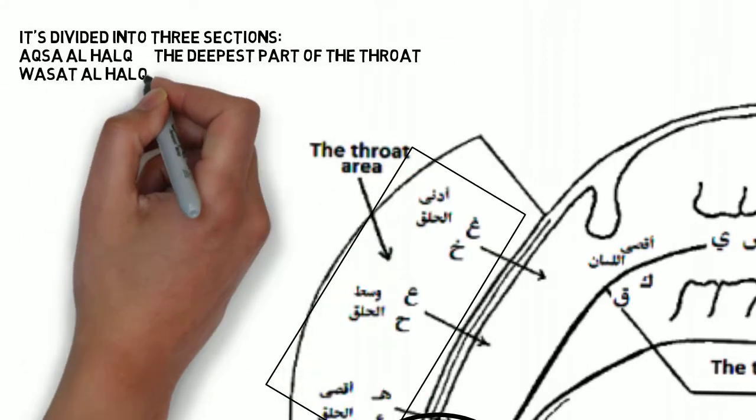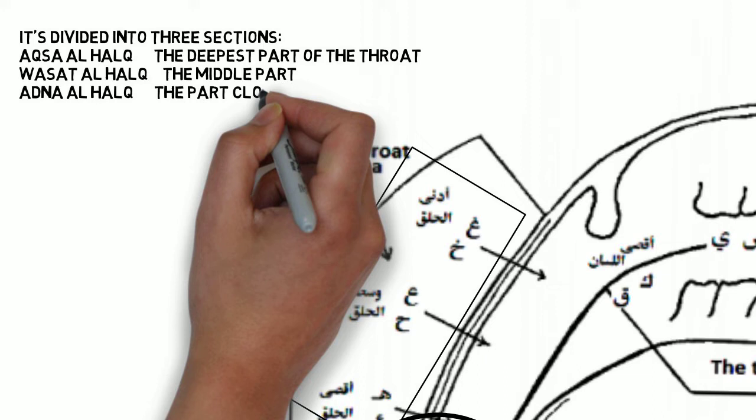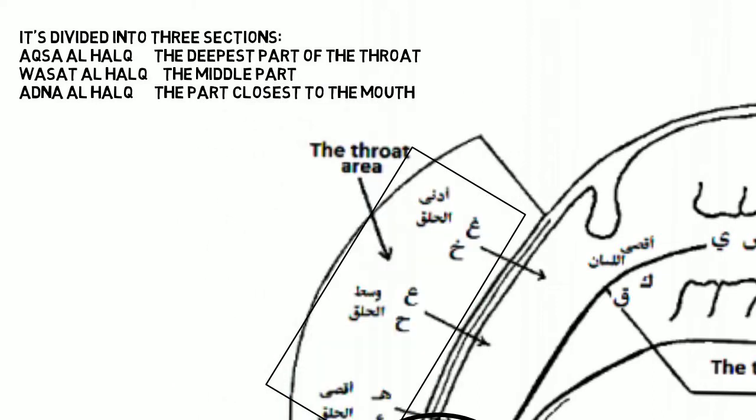أقصى الحلق, وسط الحلق, and أدنى الحلق. أقصى الحلق is the deepest part of the throat, the one closest to the interior. وسط الحلق is the middle part, and أدنى الحلق is the part closest to the mouth, so the uppermost part. So أقصى الحلق is the articulation point of ha and hamza.